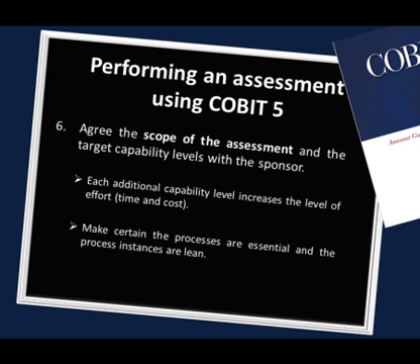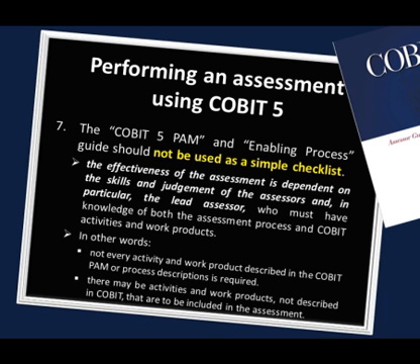Next, agree the scope of the assessment and the target capability levels with the sponsor. Remember, each additional capability level increases the level of effort. Make certain that processes are essential and the process instances are lean. The COBIT 5 PAM and Enabling Process Guide should not be used as a simple checklist.